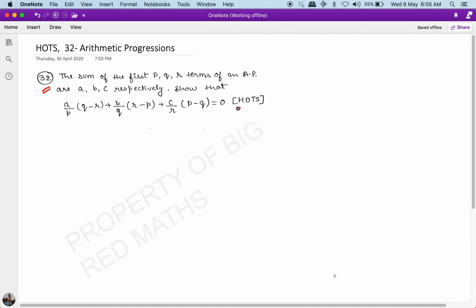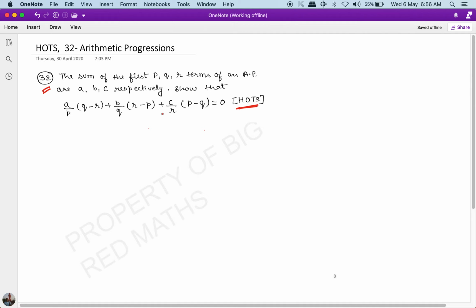This is a HOTS question, which is a higher order thinking skills question. These questions generally are not very difficult, but they involve some amount of manipulation left and right. You have to keep your eye always on the result to see what you want to arrive at. In Hindi we use a term called jugaad. These kinds of questions generally need a lot of jugaad to solve rather than very higher order mathematical skills.